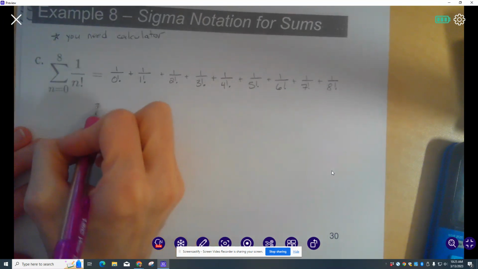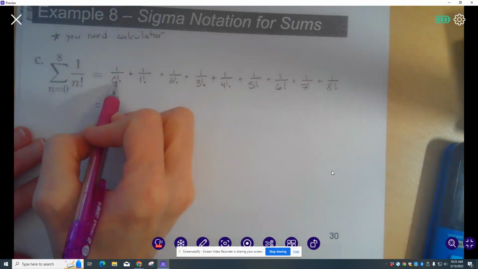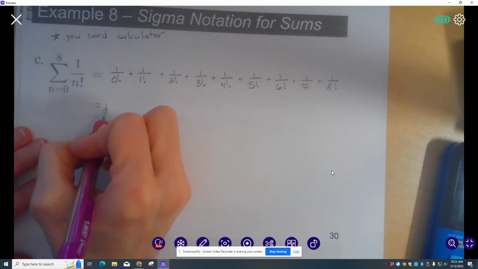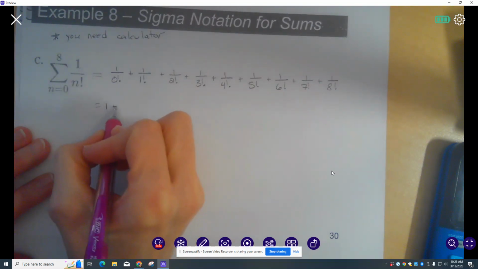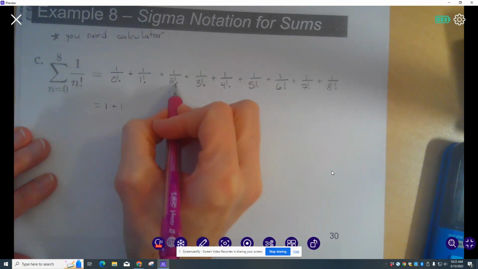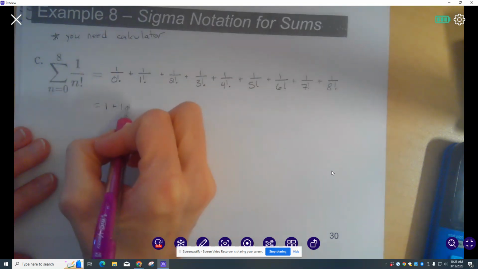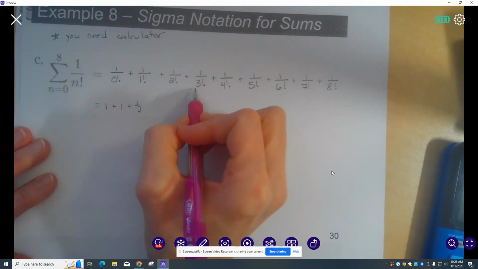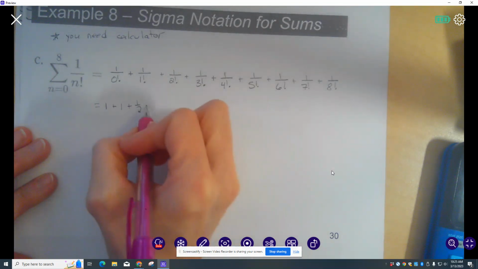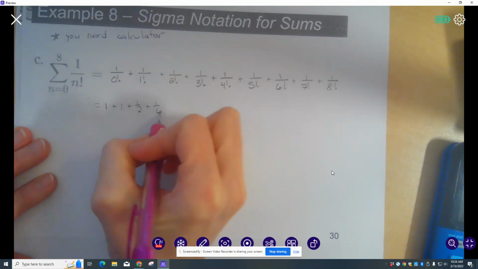Now, some of these you should know. 0 factorial is 1, and 1 divided by 1 is 1. 1 factorial is 1, and 1 divided by 1 is 1. 2 factorial is 2, so 1 divided by 2 is 1/2. 3 factorial is 3 times 2 times 1, that's 6, so this is 1/6.